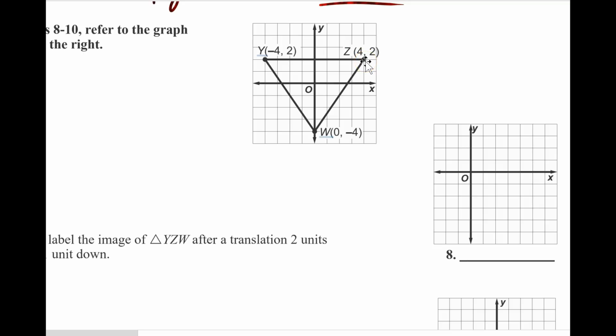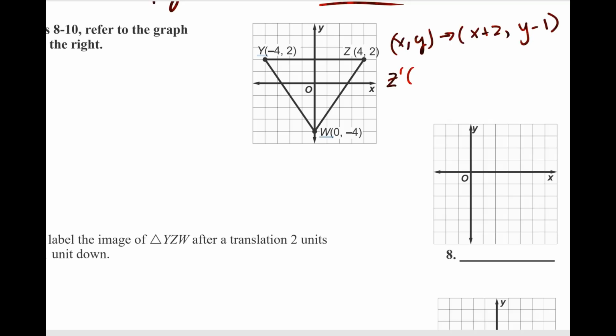Notice they don't give us room here, so they just want us to understand what's happening. If I go to the right, my (x, y) becomes x plus 2, and then y minus 1 for going down. So I am going to add 2 here and subtract 1 here. So Z prime now becomes 6 and subtract 1, 1.